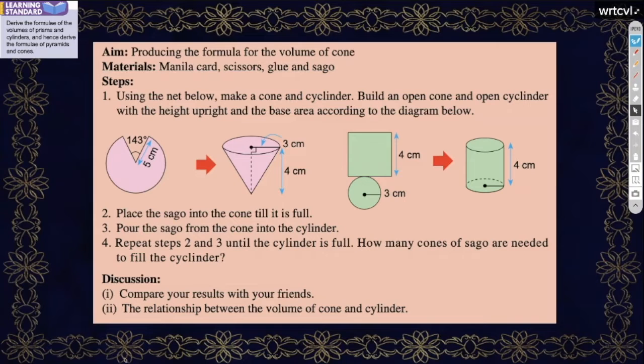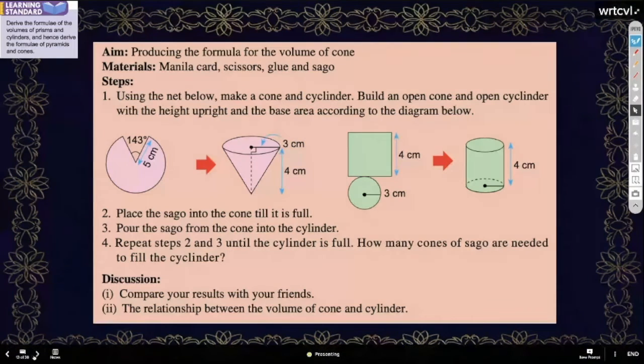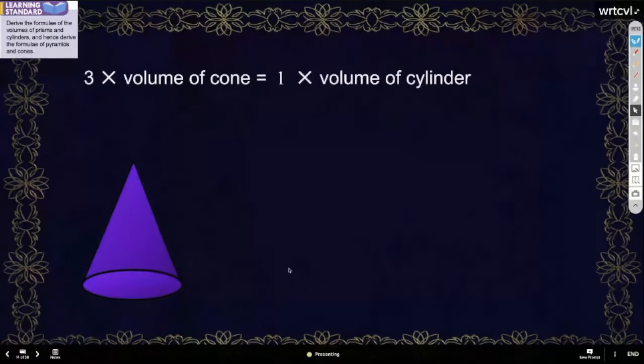You can see there's 3 times. Okay, 3 times. Maybe slightly different, depending on the cone and the cylinder that you did. If you do a different size, then it will give a different result. Okay, so this is the cone. So how to derive the volume of a cone?